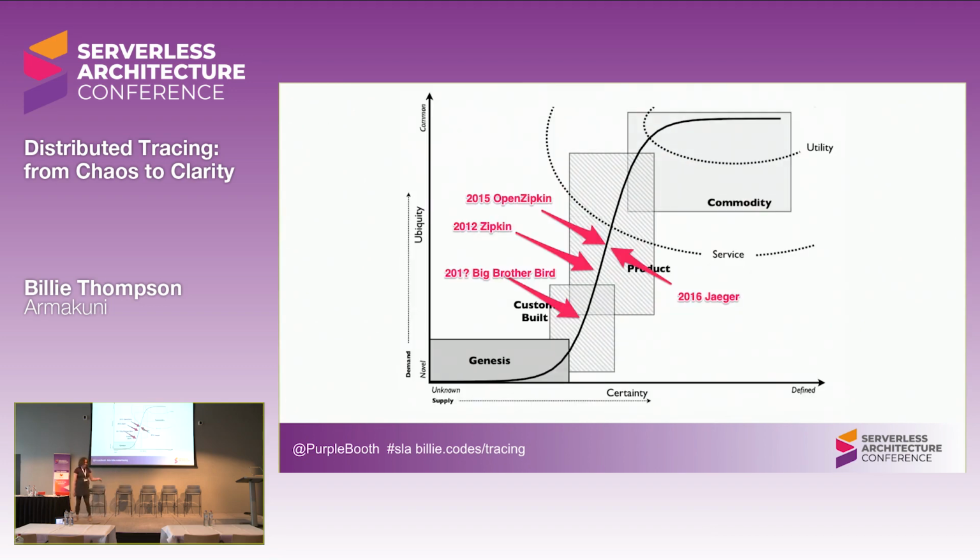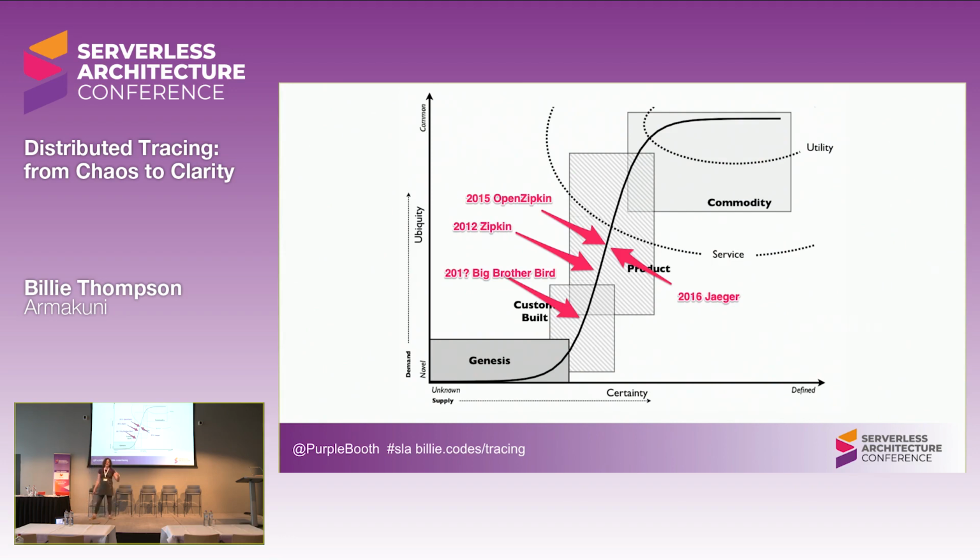So let's talk a little bit about the history of the products which are out there, which are open source. Way back in 2010-ish, Twitter had a whole bunch of problems with their website crashing all the time. Who remembers the fail whale? Yeah, I remember the fail whale. In order to work out what was going on, they implemented a tracing system called Big Brother Bird. Big Brother Bird eventually was open sourced as Zipkin, which some of you might have heard of.